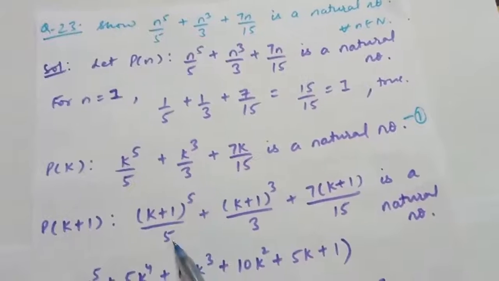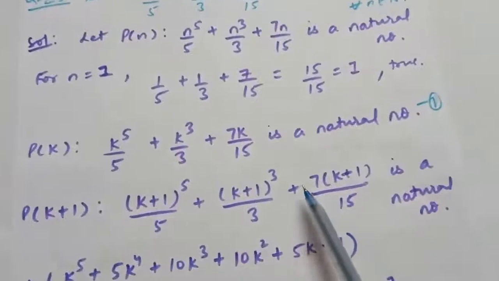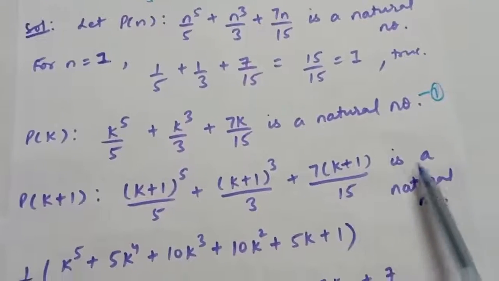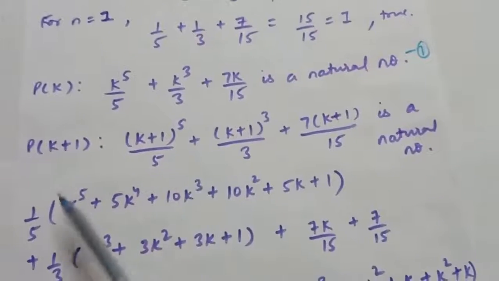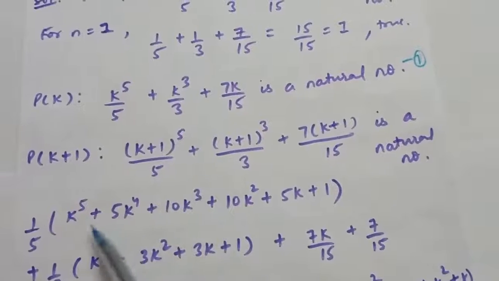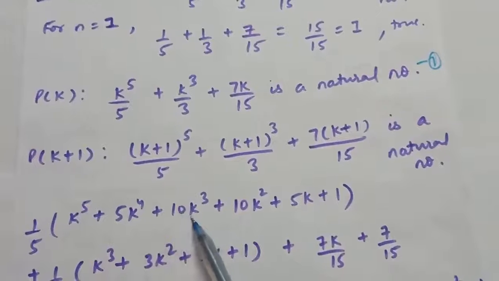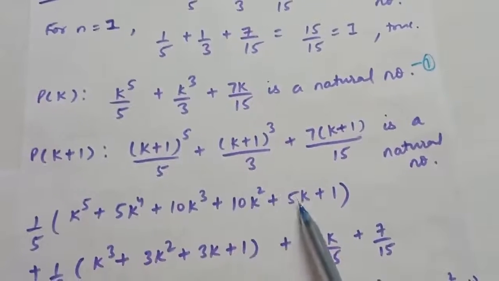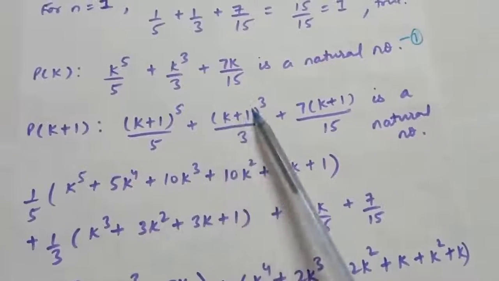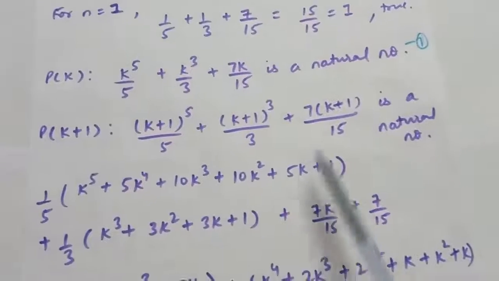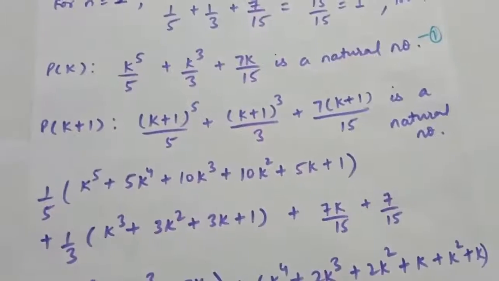So (k plus 1) raised to the power 5 upon 5 plus (k plus 1) whole cube upon 3 plus 7 into (k plus 1) upon 15 is a natural number. This we wanted to show. So taking this 1 upon 5 outside, solving this: k raised to the power 5 plus 5k raised to the power 4 plus 10k cube plus 10k square plus 5k plus 1. Then plus 1 by 3, solving this (k plus 1) cube, plus 7k upon 15 plus 7 upon 15.